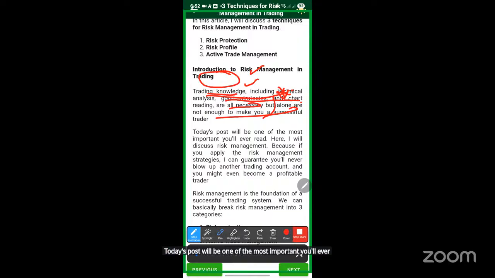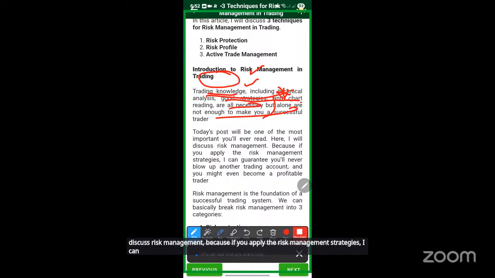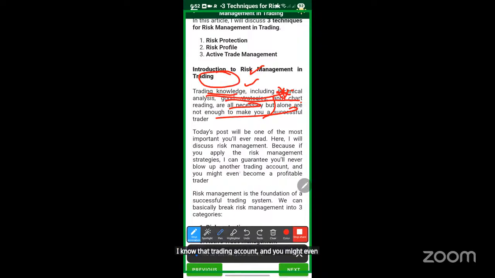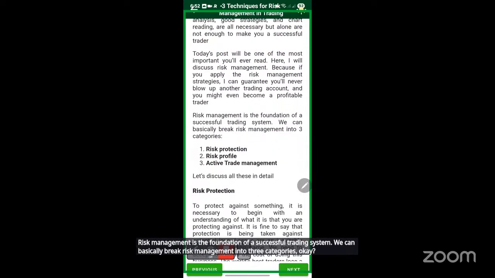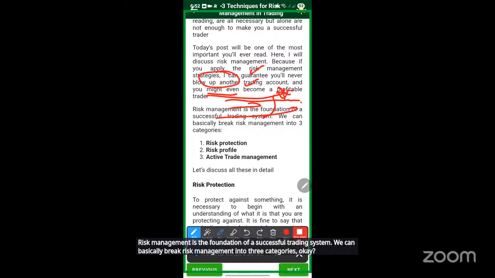Here I will discuss risk management, because if you apply risk management strategies, I can guarantee you'll never blow out another trading account, and you might even become a profitable trader. Risk management is the foundation of a successful trading system. We can basically break risk management into three categories.